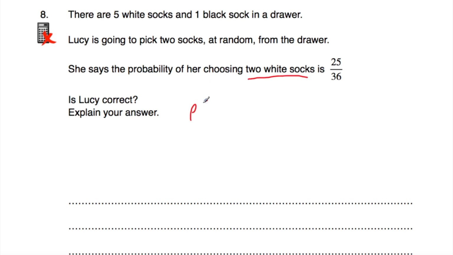So we want to find the probability of finding 2 white socks. That's going to be the probability of a white and then another white. So the probability of the first sock being white, well, there are 6 socks all together in the drawer, because there's 5 white and 1 black, so it's going to be out of 6. And the probability that the first one will be white will be 5 out of 6, because there's 5 white socks out of the 6 altogether.